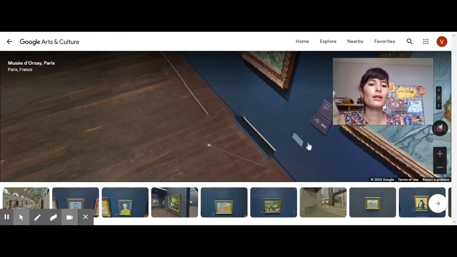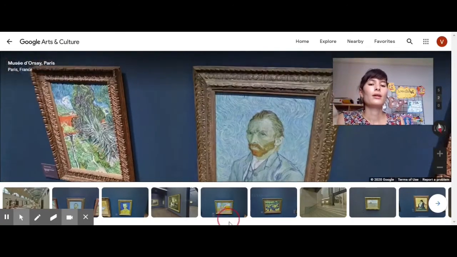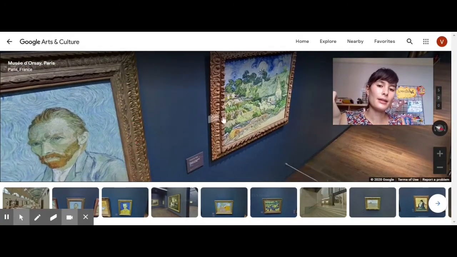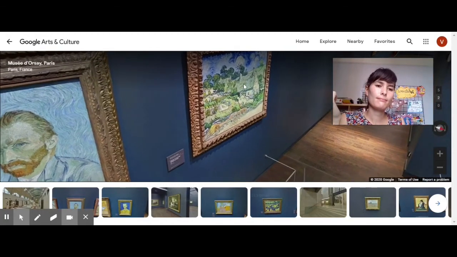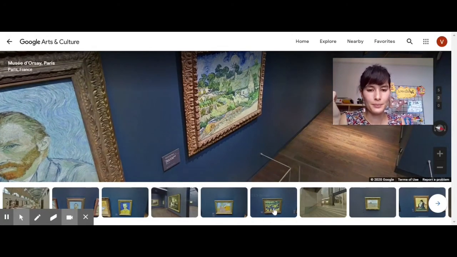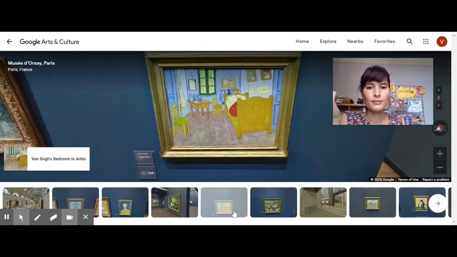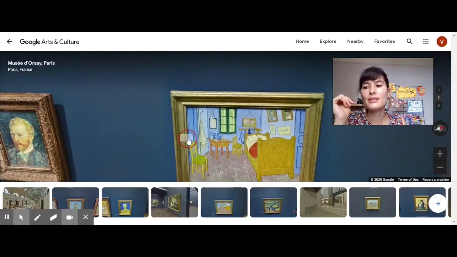Okay, can we look at this one, please? Oh, well, it's not letting me look at the one beside it. Okay. This is his bedroom. So this would be an example of a still life, an interior still life. Maybe you can do a drawing of your bedroom inspired by this piece.